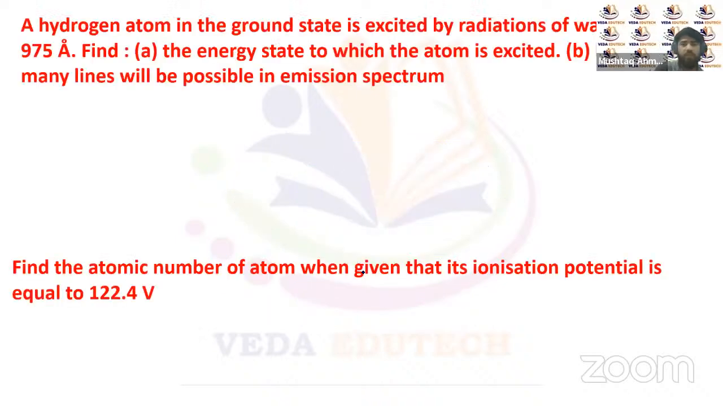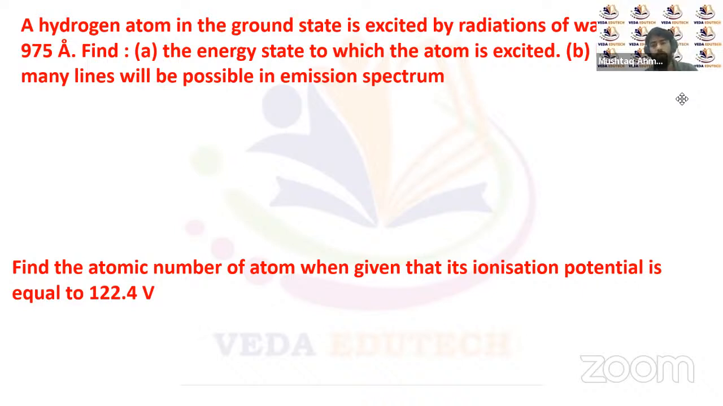Now, let's try to solve this question. A hydrogen atom in the ground state is excited by radiation of wavelength 975 angstrom. Find the energy state to which the atom is excited. How many lines will be possible in the emission spectrum? So it means that this electron has absorbed some energy from the external radiation, and it goes to some higher excited state.